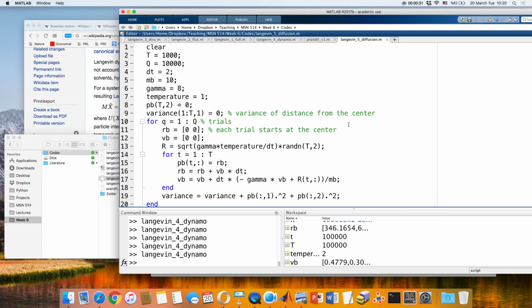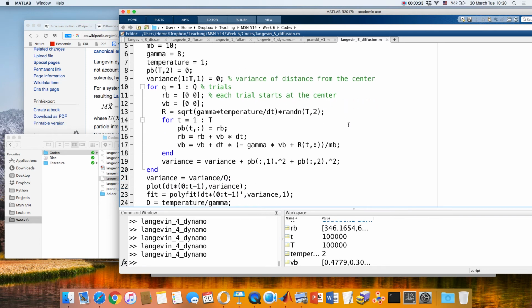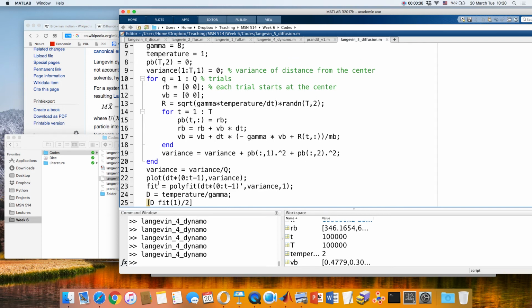I just thought we were doing one single walk. No. So then, if I plot time versus variance, I'm expecting the slope to be temperature over gamma, D to be temperature over gamma, and this is the fitting. Okay, let me just run it. 10 million steps, but it will not take too much time, hopefully.